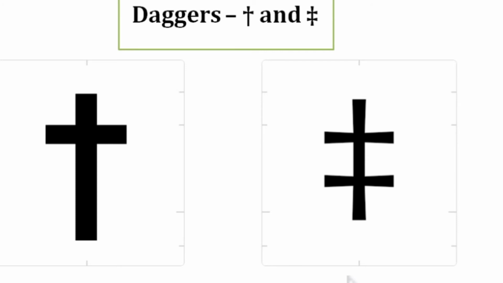Now there are more than two daggers. The first one is called a normal dagger or a dagger, and the second one is called double dagger. If you want to write a third dagger as well, you can put down one more line under the two lines at the upside, and that will be called a third dagger. All right, now let's move forward.